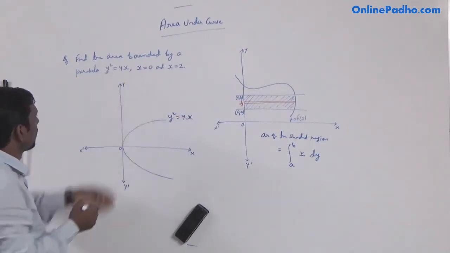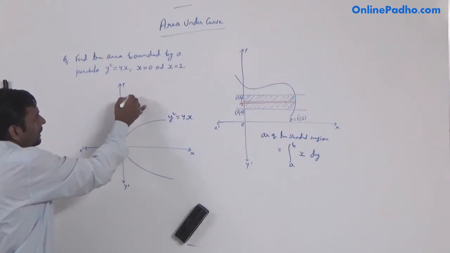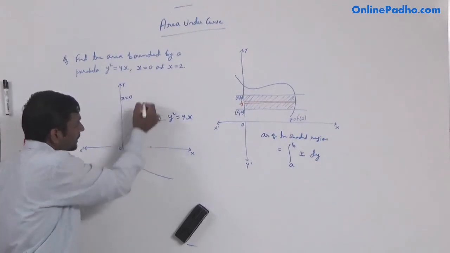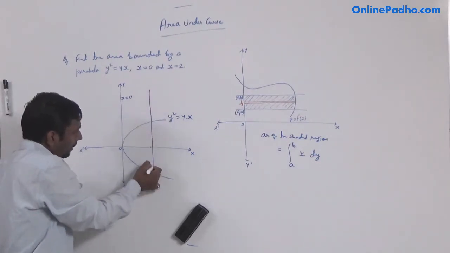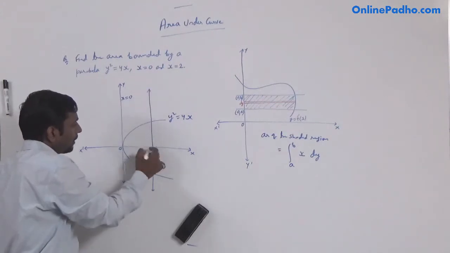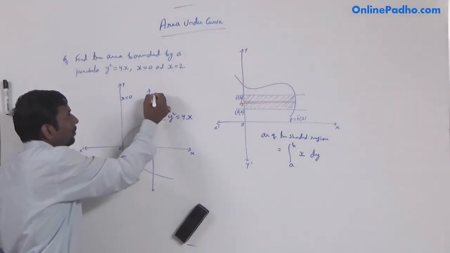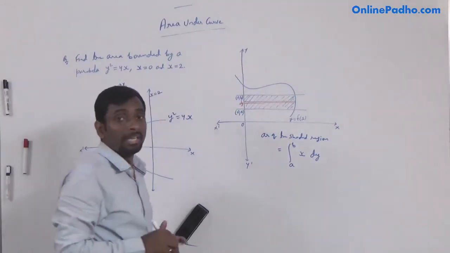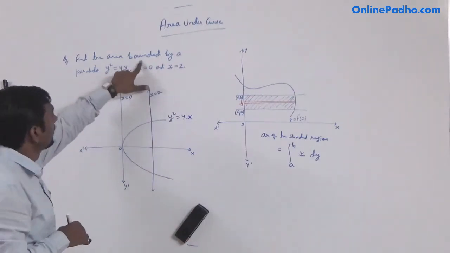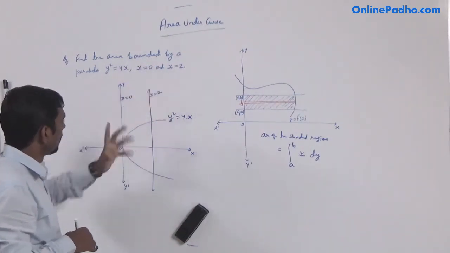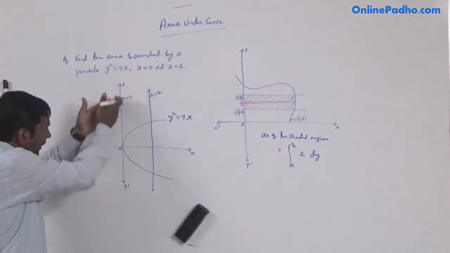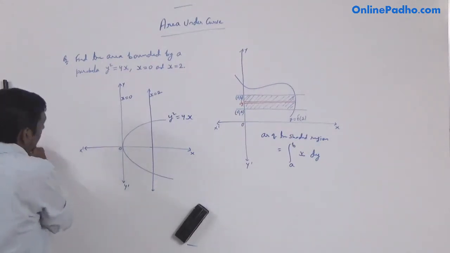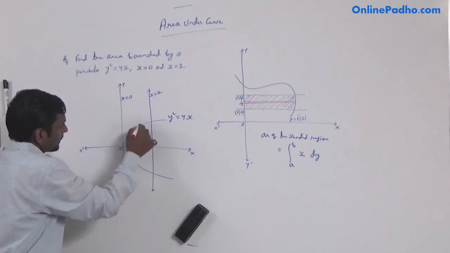And this line is called x equal to 0, because you know y-axis is called x equal to 0. And what do we mean by x equal to 2? Let us see this pointing 2 on the x-axis. So this straight line parallel to y-axis is known as x equal to 2. Now the question is very simple. We have to find the area bounded by these three curves. Now what is the area bounded by these three curves? Area bounded by this straight line and this curve. The area bounded can be shaded as this one.